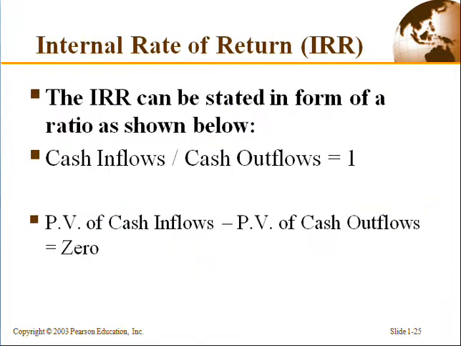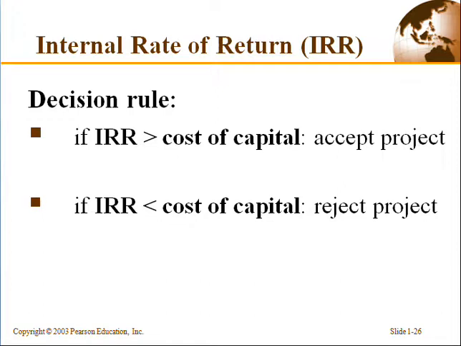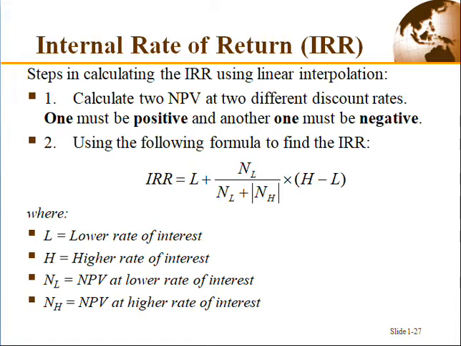Now the decision rule is simple. If the internal rate of return is greater than the cost of capital, and the cost of capital is like the money the bank is going to charge you as interest if you borrow, so if it is greater than what the bank will ordinarily pay for that money, that's the cost of capital, then you accept the project. But if it is less than the cost of capital, then you reject the option.